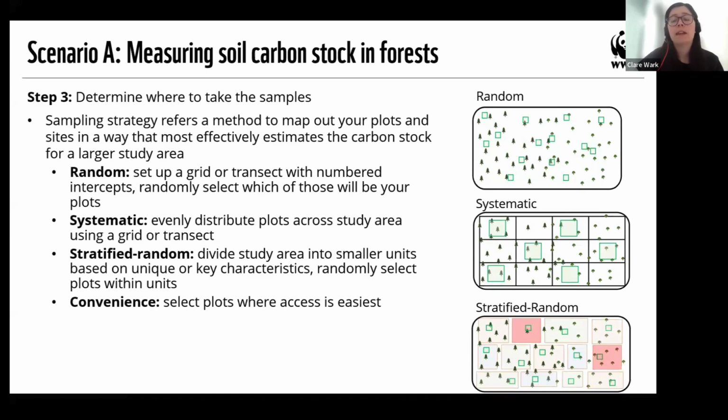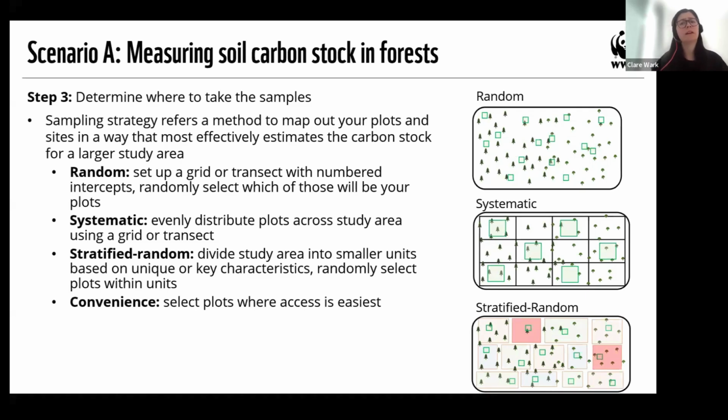Perfect. So in the next step, we will be determining where to take our samples by deciding which sampling strategy works best for you and your team. There are 4 main sampling strategies you can use, and each has its own pros and cons depending on your goals, study area, as well as budget. We'll just go through each of these, and you can see that the first 3 also have illustrations on the right-hand side that correspond.